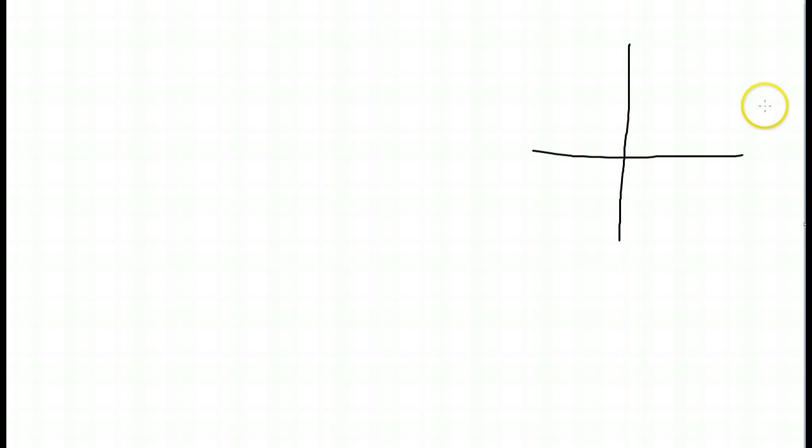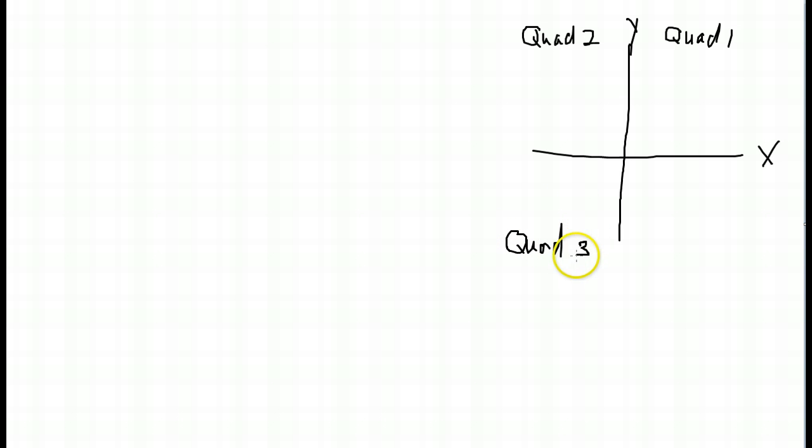Now, always label the X and the Y axis where they are positive. Now, this top right corner here, this is quadrant 1. And then going around, we have quadrant 2. And we have quadrant 3. And last, quadrant 4.